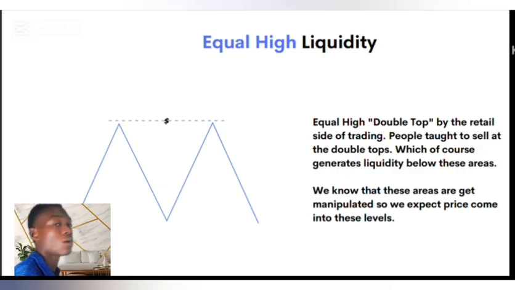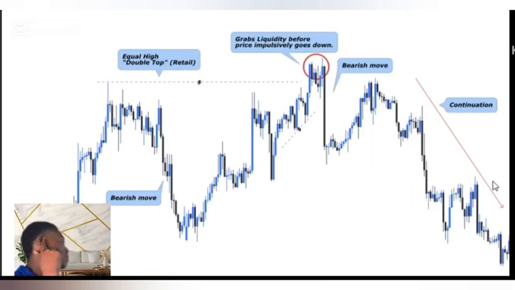This one is equal highs liquidity. Remember, I told you guys there are 4 types of liquidity, so equal highs is also among them. Equal highs, double top, on the retail side of trading. People are taught to sell at the double top, which of course generates liquidity above this area. We know that this area gets manipulated, so we expect price to come into this level. Price often gathers liquidity at this area that it will grab before moving to the desired direction. Hope you understand that. And this is the full example, the chart.